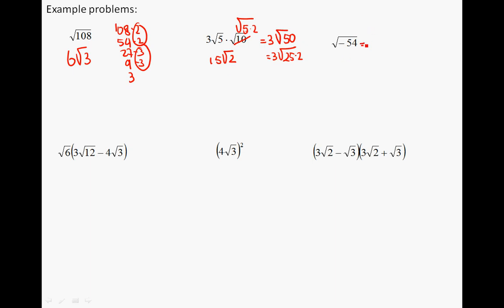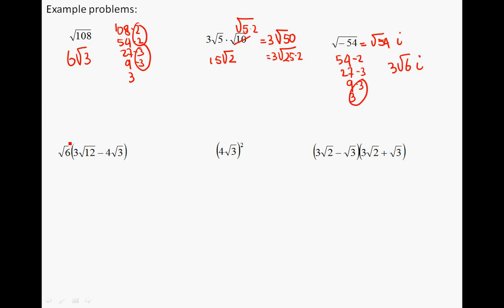Well, what if you have a negative? Well, just take the negative out first. You already know that that's going to be i. In 54, we just sort of broke down 54 over here, but we'll do it anyway. So 54 divided by 2 is 27, divided by 3 is 9, divided by 3 is 3. So there are 2 3's in there. So that's 3 square root of 6, and then don't forget to copy the i.